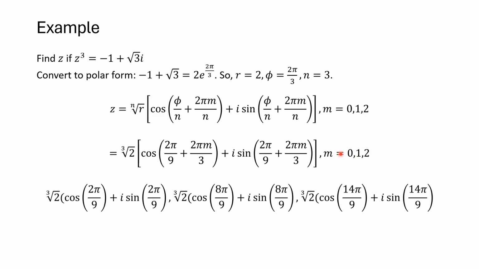You can put in m equals 0 and get this first expression. M equals 1 gives us the second. You need to do a little bit of addition here for the sine and cosine. And then you put in m equals 2 and you get the third solution. And you can write 14 pi over 9 as -4 pi over 9. It's just going in the clockwise direction if you use this expression here. If you go in the counterclockwise direction, then it's this one here.